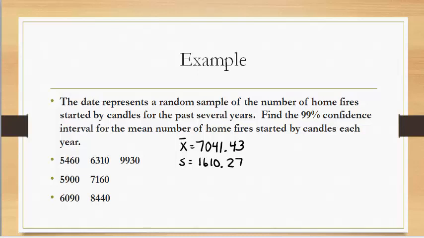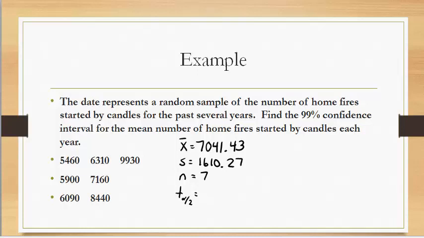Now, as far as other information that we need, remember that we need the n value, which is the number of values in the sample. So we can count these very easily and quickly: 1, 2, 3, 4, 5, 6, 7 numbers. And we're also going to need our t-value. I know that it's a t-value because remember that if we have the s, we have to use a t-value with it.